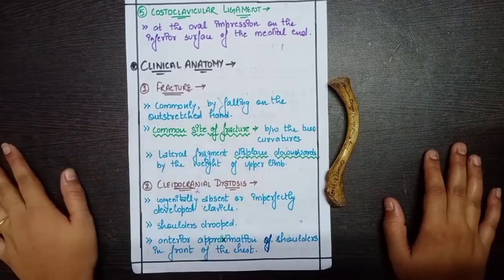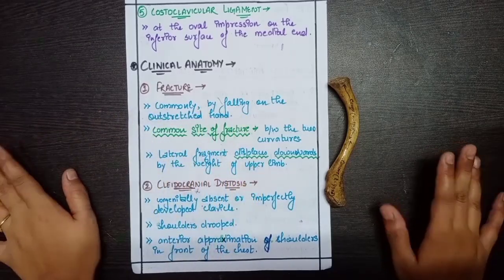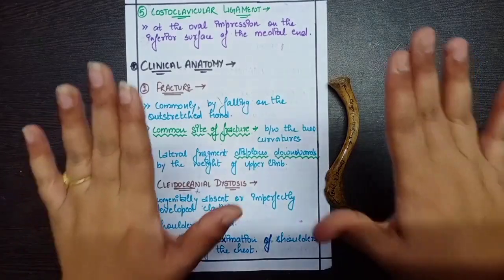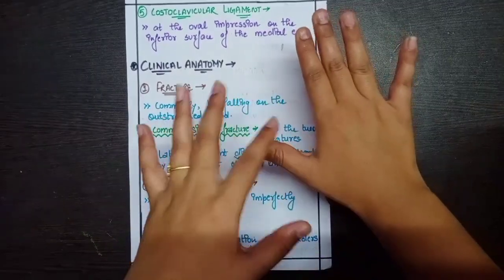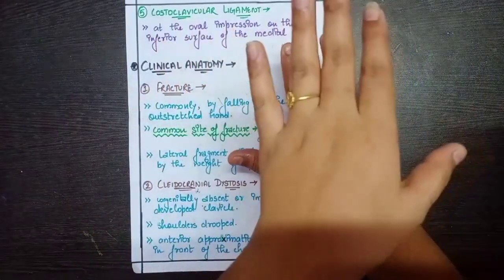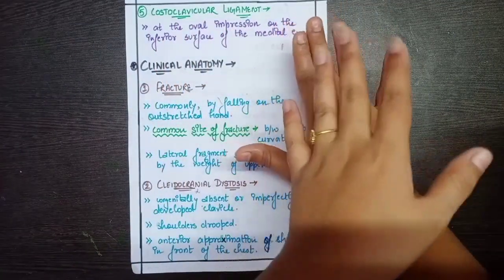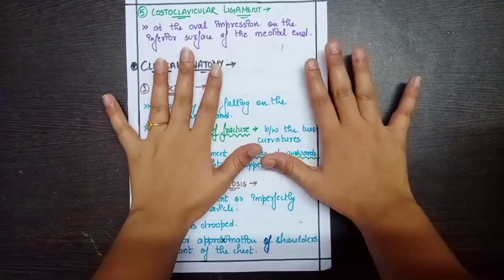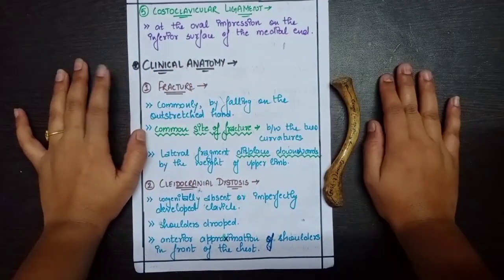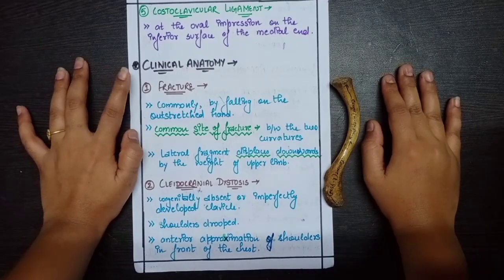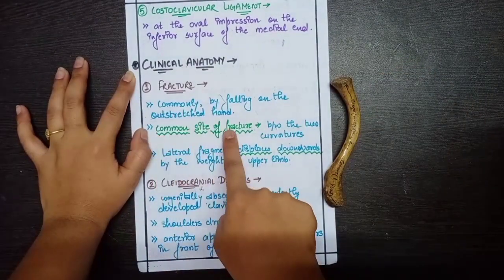If I explain how this will happen, for example, I fall down on my hands. All of the weight of my body would be transmitted through my hand. The force would be transmitted through my outstretched hands on the floor to my clavicle, and then my clavicle will have a fracture. Now the second thing is the common site of fracture.